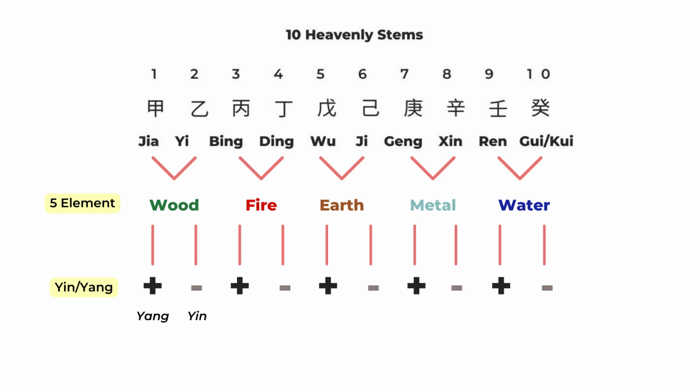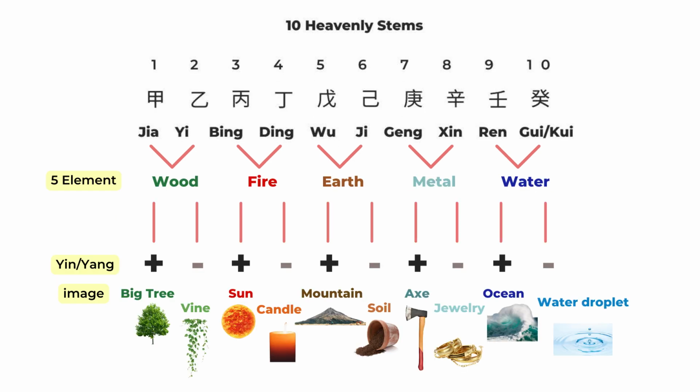And in the 八字 reading, each element is related to one object or image. The Jia, yang wood, is related to a big tree or a tall tree. Yi, the yin wood, is related to vines or climbing plants. And the Bing, the yang fire, is related to the sun. And the Ding, the yin fire, is related to candlelight.